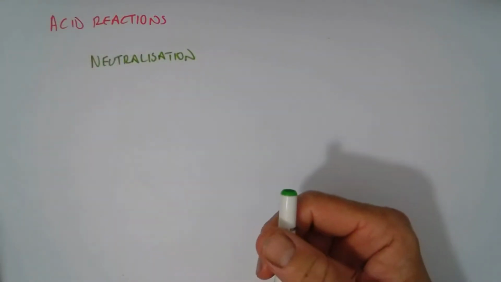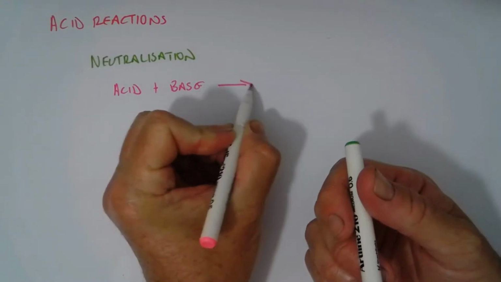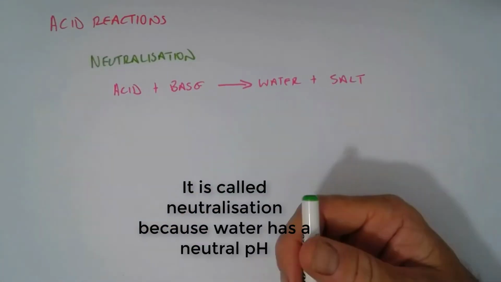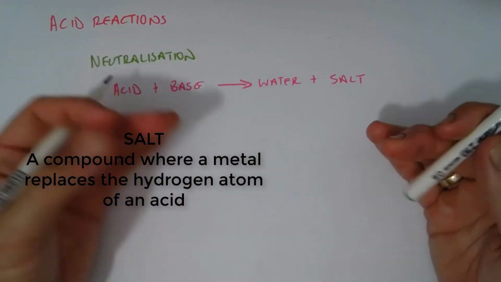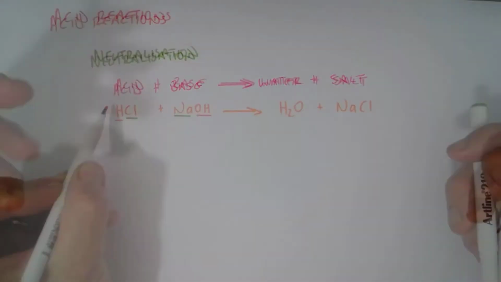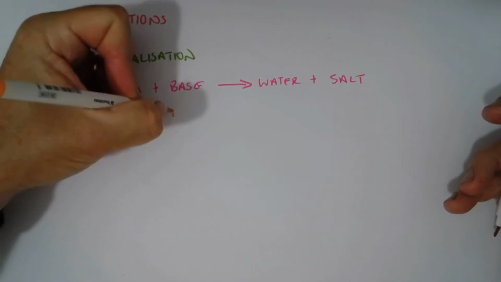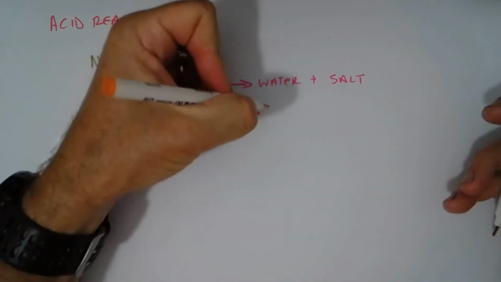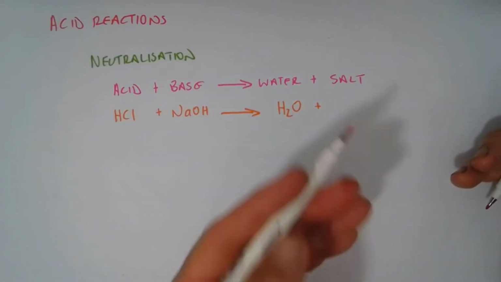In a neutralization reaction, this is when there is an acid and a base, and the products are water and salt. Now, the definition of a salt is any compound formed by a metal taking the place of the hydrogen atom in an acid. So let's say our acid is hydrochloric acid, so that's HCl, plus sodium hydroxide. So we know one of our products is water, H2O. The other product is salt, or a salt.